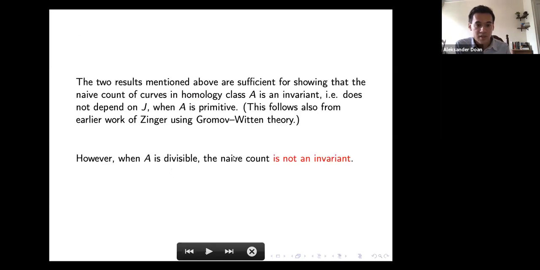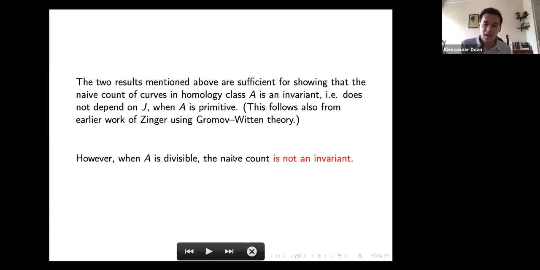So I discussed two problems with naive curve counting. First of all, embedded curves can degenerate, that's bubbling. And second, there could be infinitely many of them as the genus goes to infinity.